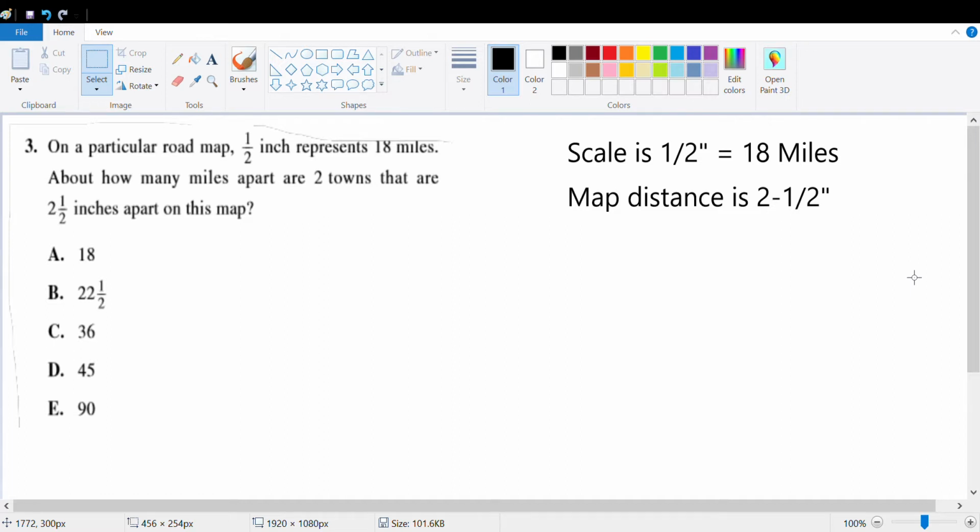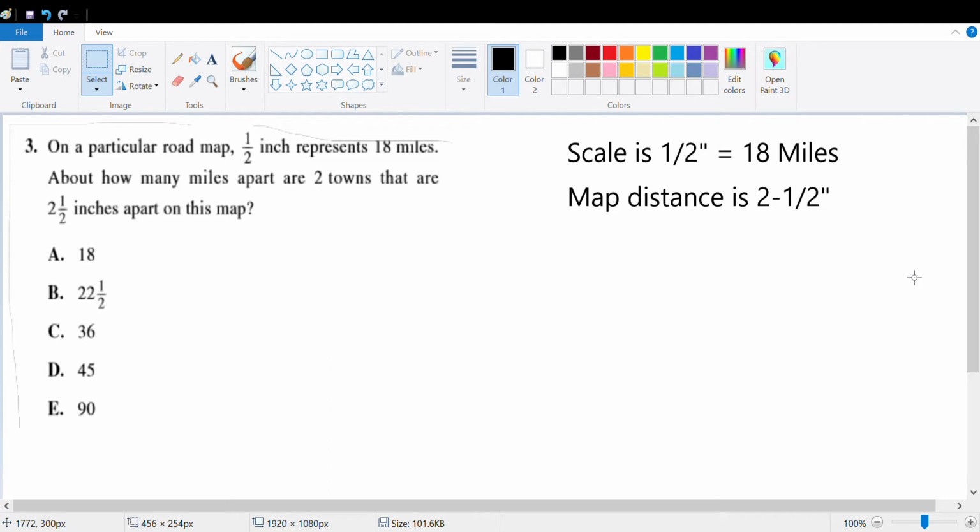Alright, so in this problem we have a road map where 1/2 inch is equal to 18 miles, and it wants to know how far apart two towns are in real life if they're 2.5 inches apart on the map. So we've got the scale, 1/2 inch equals 18 miles, written down.